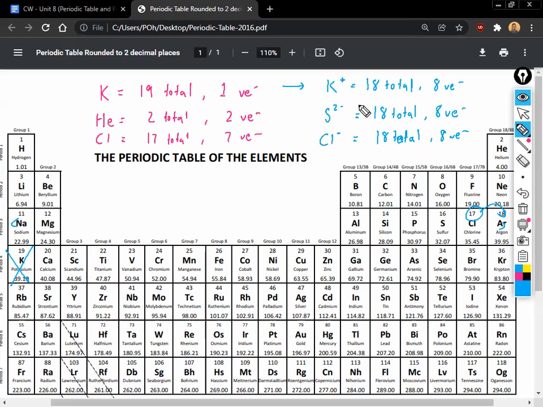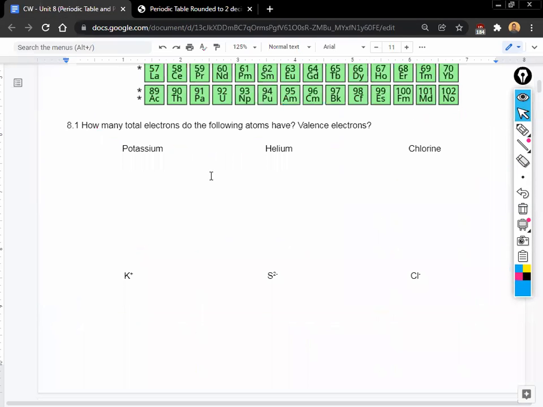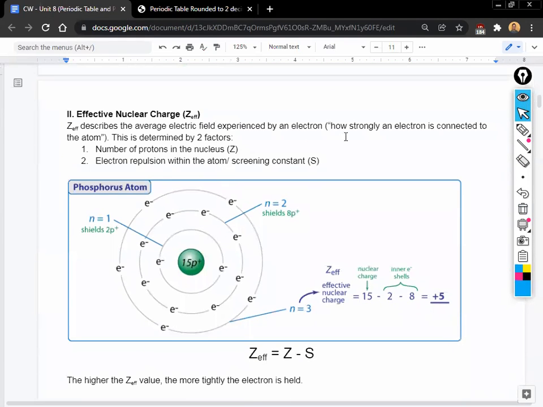Okay, so if you take a look at it, a bunch of atoms can have the same number of electrons and valence electrons. The only difference now is the number of protons in the nucleus. Okay, so that's very important, because what we're going to be talking about is something called effective nuclear charge. Okay, it's a mouthful. So the symbol that we use to represent it is the letter Z, and then we put EFF for effective on the bottom right. Z_eff.